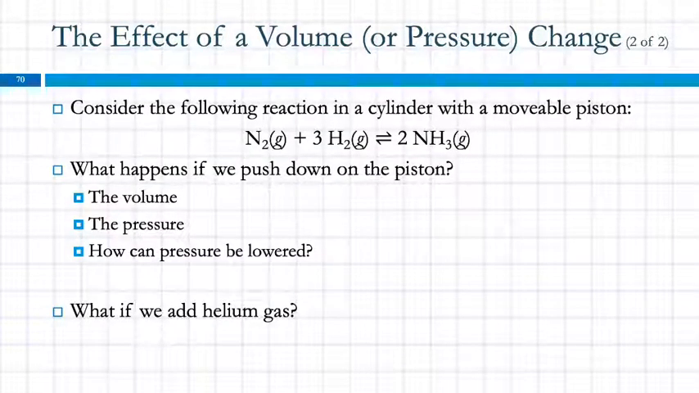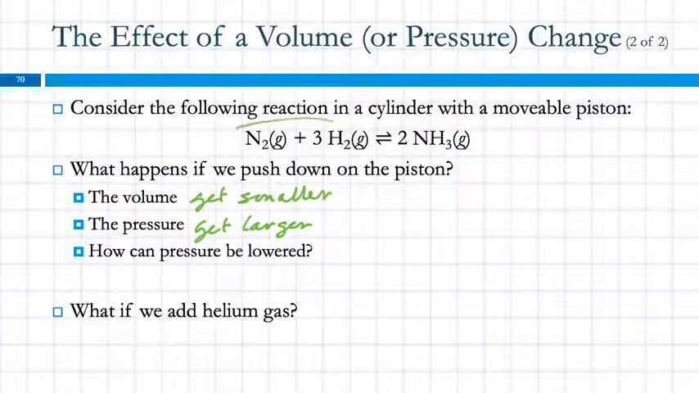So here we have a reaction in a cylinder with a movable piston. It's a container whose volume can change. N2 plus 3H2 goes to 2NH3. Well, what happens if we push down on the piston? What happens to the volume? Volume goes down. Volume gets smaller, right? What happens to the pressure? Goes up. The pressure goes up, gets larger. So the equilibrium doesn't like that. You made my pressure bigger. I want to make it smaller. How can it make the pressure smaller?